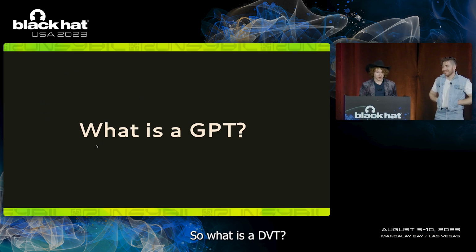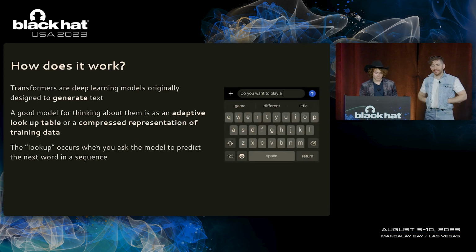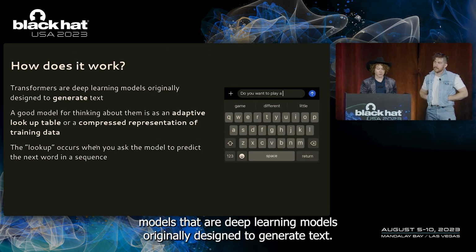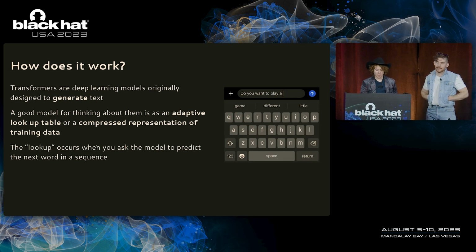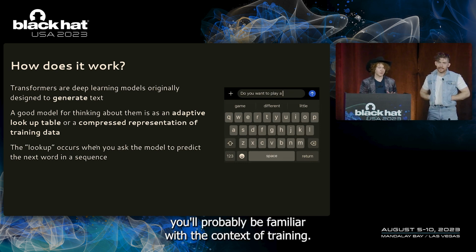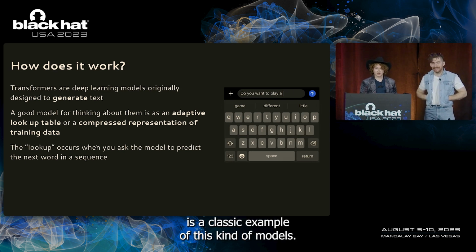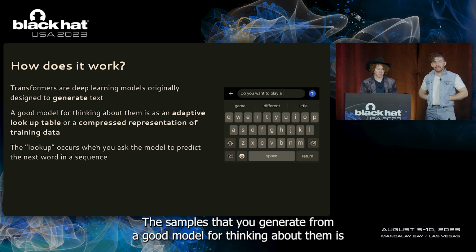So what is a GPT? Well, it stands for generative pre-trained transformer. And transformers are large deep learning models originally designed to generate text. If you're familiar with using AI in the context of information security, you'll probably be familiar with training models for malware classification as a classic example of discriminative models. Transformers are different because they generate samples rather than discriminate.